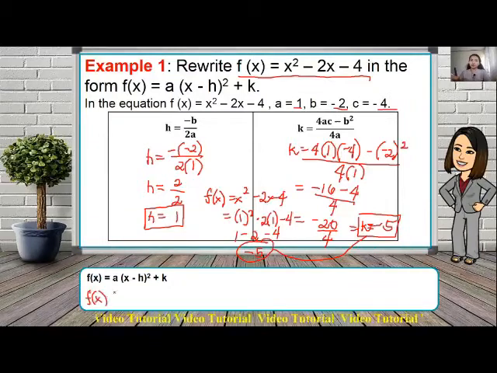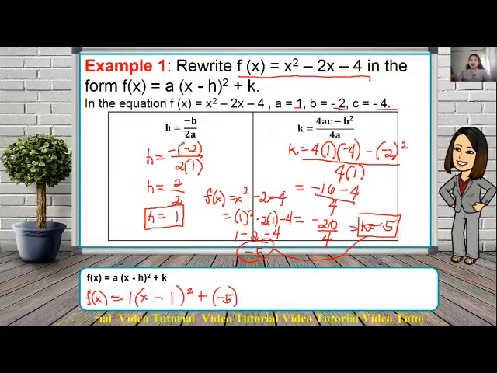F of x equals, so the value of a is 1, so you can write 1 and then copy x, and then minus, and then the value of h is 1, and then copy the closed quantity and then squared, and then copy plus, and then the value of k is negative 5.